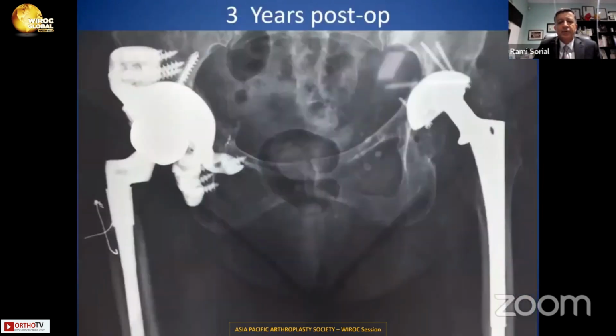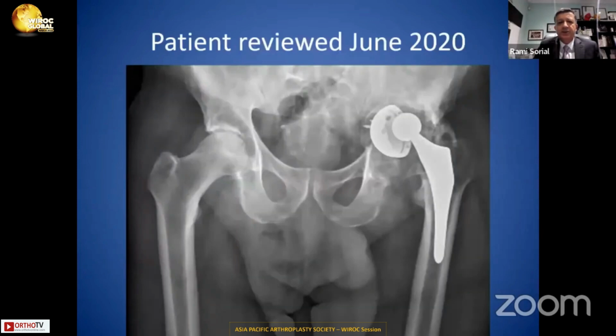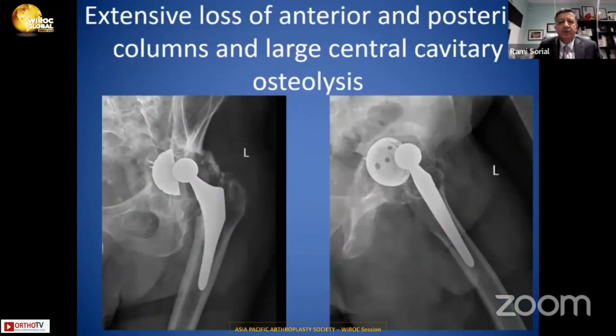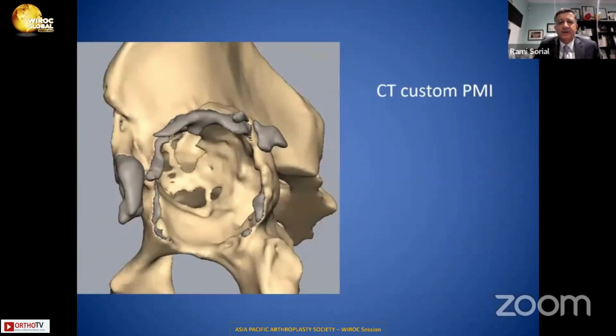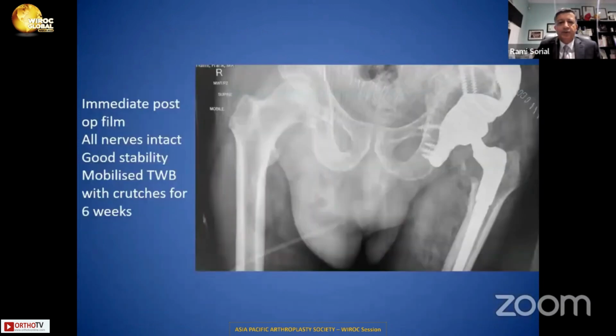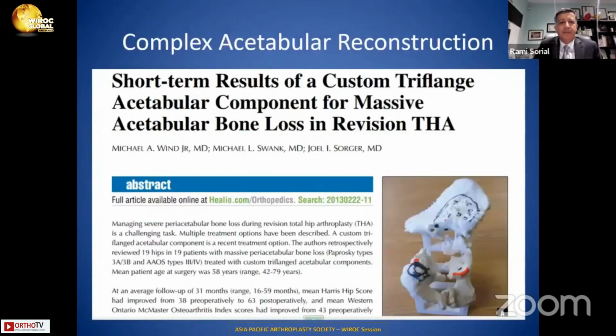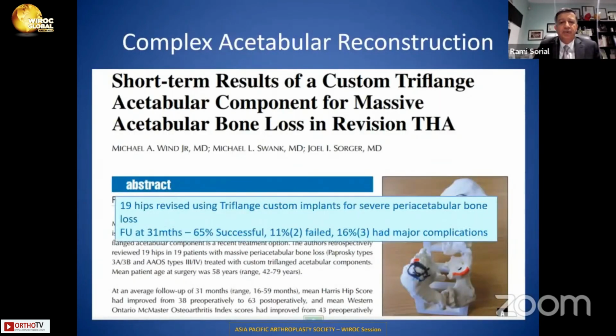This was her outcome, and at 3 years she was doing well, came back requiring revision on the opposite side. Another example of a catastrophic hip failure in this patient who eventually lost it all, again done with custom-made implants, the CT scan for the patient-matched implant, the triflange cup, the trajectories of the screws, and then the insertion. These are not easy surgery. It is difficult. It takes a bit of time, but it's time well spent if you get an outcome like this with good stability and the patient is walking at 6 weeks comfortable again after a year or so of discomfort. The results in the short term do show complication.